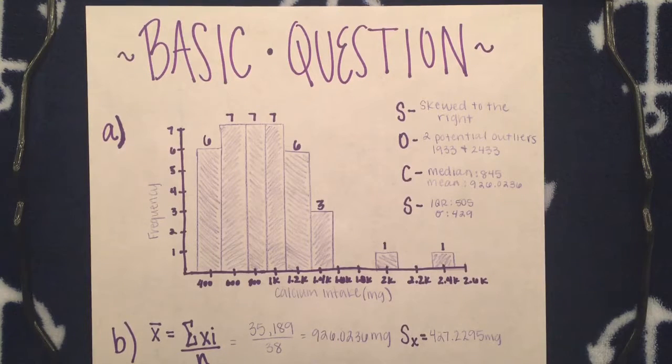Our center is median is 845 and the mean is 926.0236, which I will show you how I got in part B. And our spread is, I got an IQR of 505 and a standard deviation of 429. So this is my histogram.